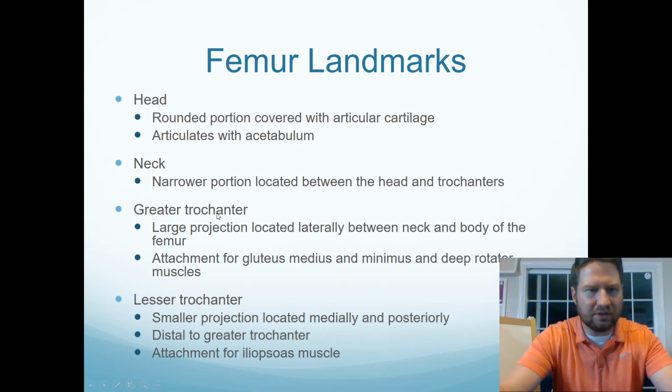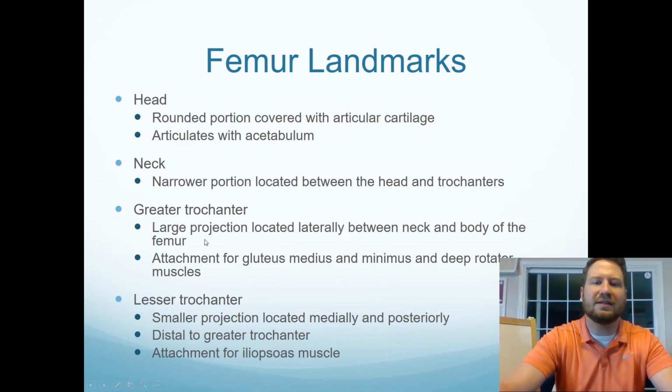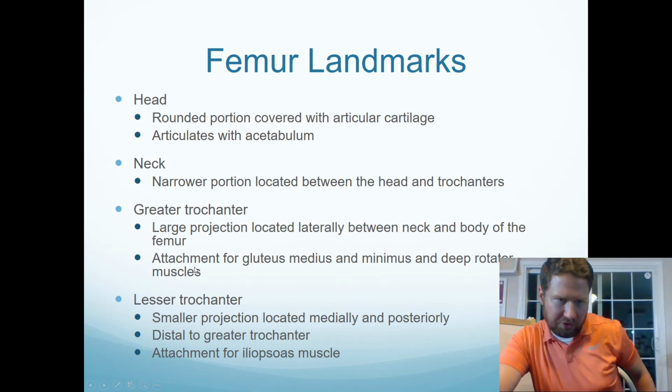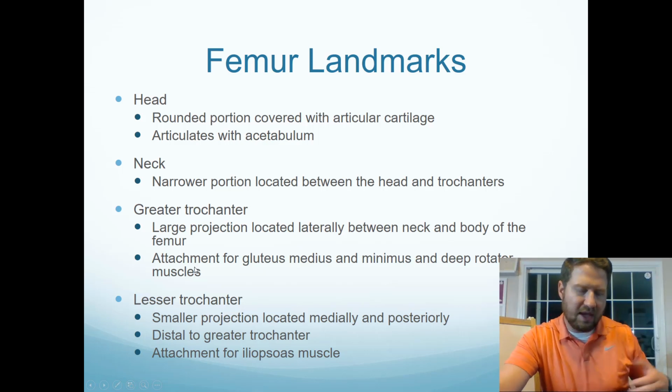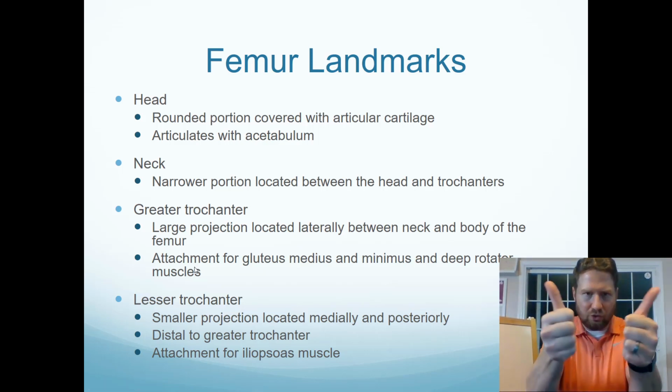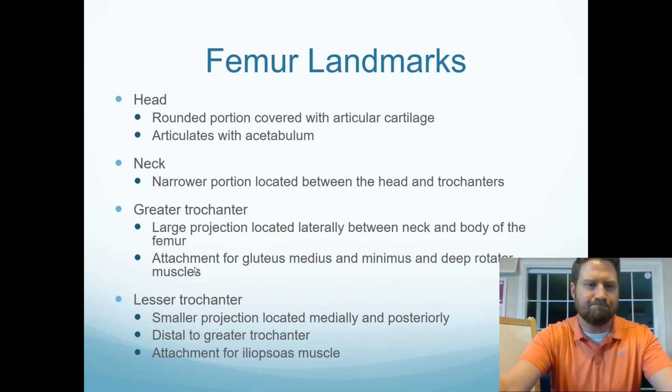And we have our greater trochanter, which is our large projection located laterally between the neck and the body. These are big attachment sites for our glutes, okay? And also our deep rotator muscles, those muscles that are deep underneath the gluteus maximus that allow our femur to rotate laterally. Okay?